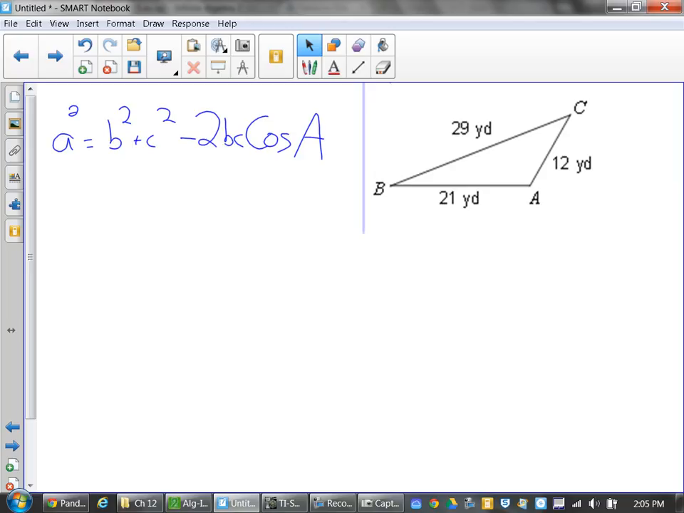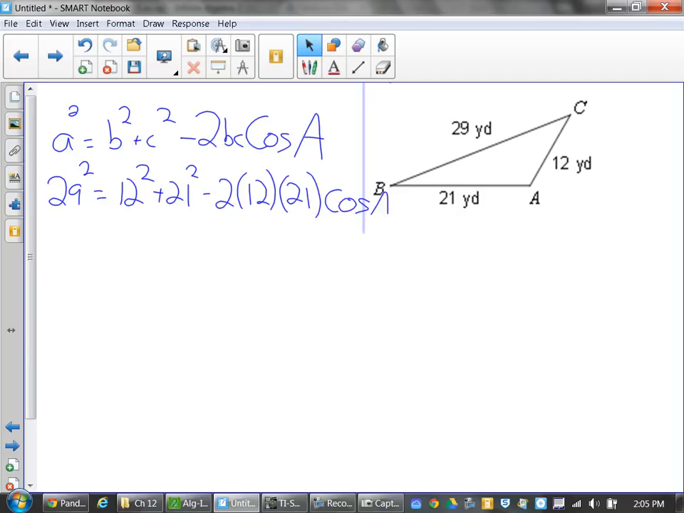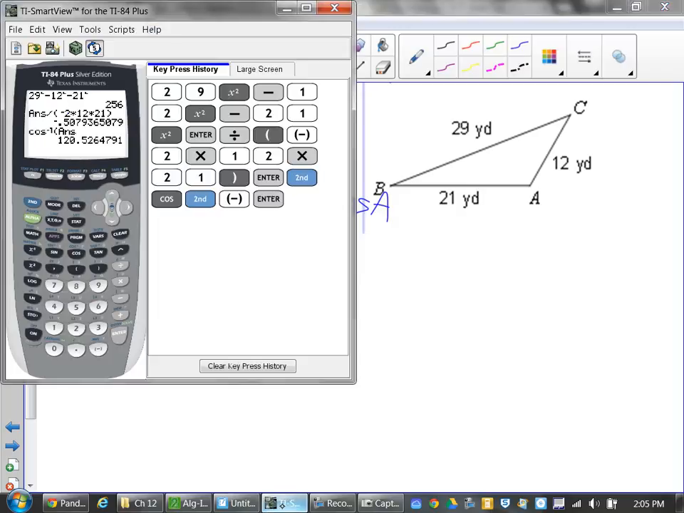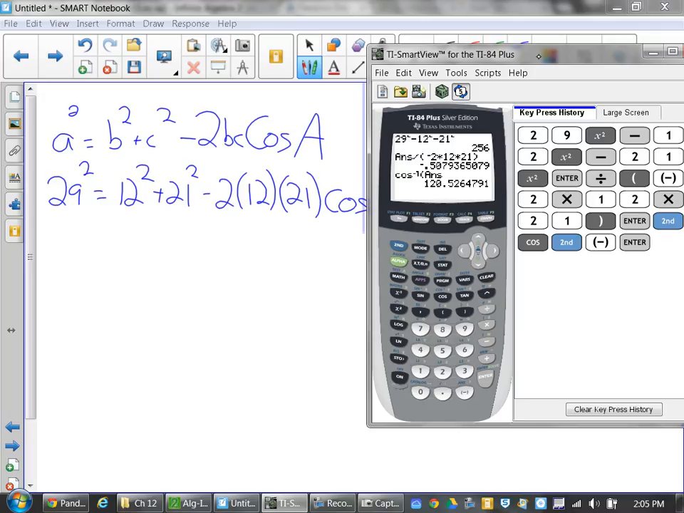As you start filling in the blanks here, you wind up with 29 squared is 12 squared plus 21 squared, minus 2 times 12 times 21, cosine. Okay, this now becomes a straight calculator problem.